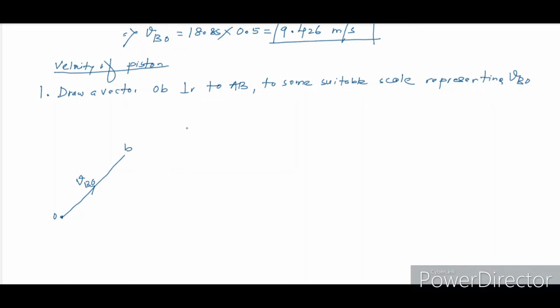Now this vector OB is our VB, which is equal to 9.426 meter per second. Okay.